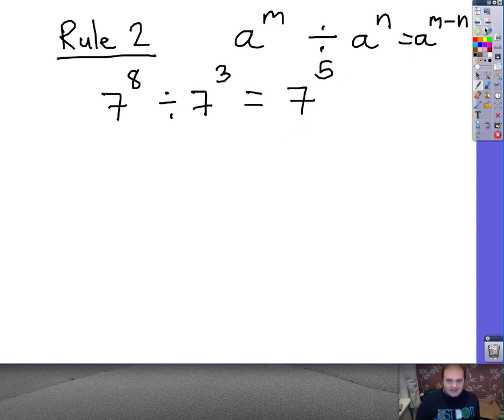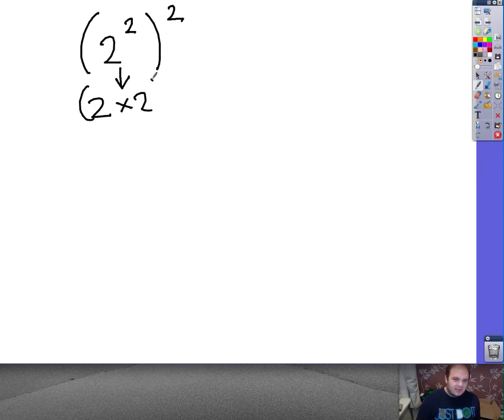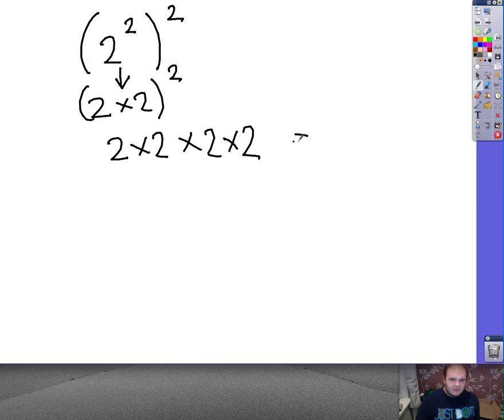Last thing, okay, is now if we have, let's say, 2 squared, and this time we're going to square all of that. So let's write out what this actually means. 2 squared means 2 times 2, so that's that part. I'm going to stick that in a bracket. Now, what does squared actually mean? It means times by itself, doesn't it? So 2 times 2, and we're going to times that, 2 times 2, by another 2 times 2. Alright, well 1, 2, 3, 4, we end up with 2 to the power 4.